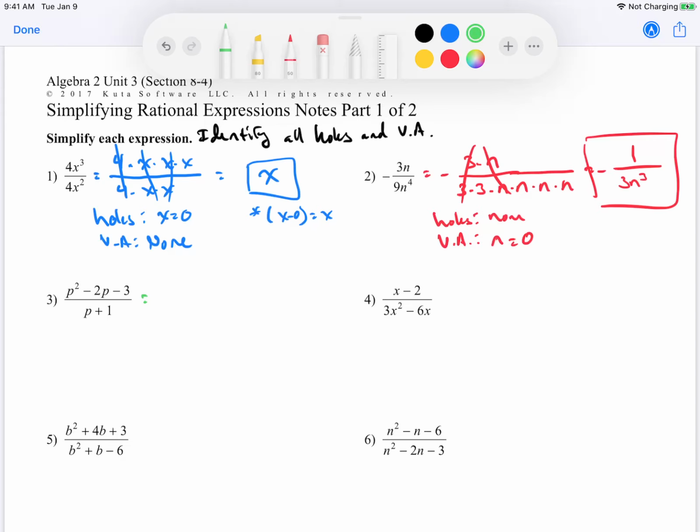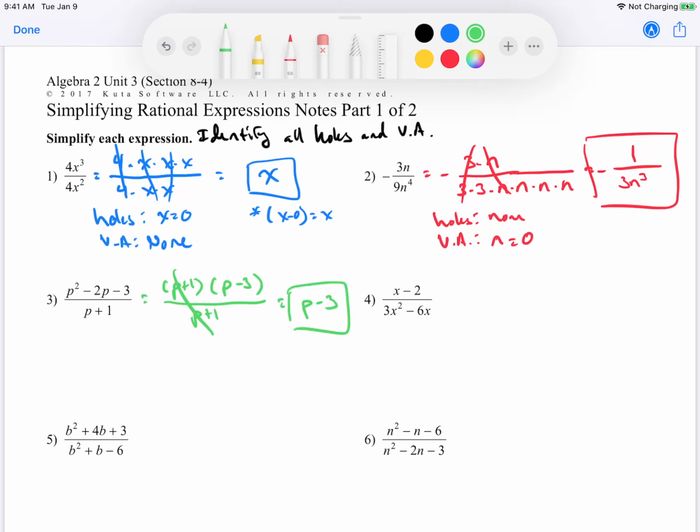So on the top, because I'm looking for 2 numbers that multiply to give me -3 but add to give me -2, that's going to be p plus 1 times p minus 3. And then in the denominator, I'm going to have p plus 1. Those are going to factor out, and so I'm left with just p minus 3 as my simplified answer.